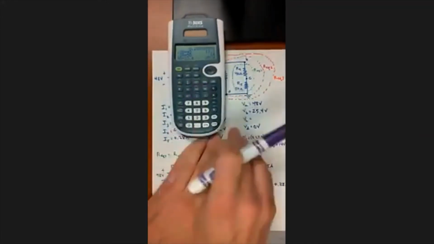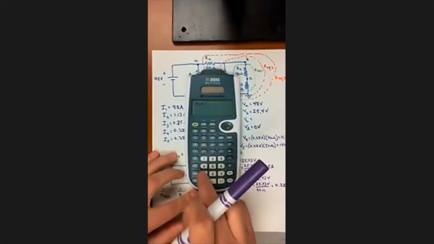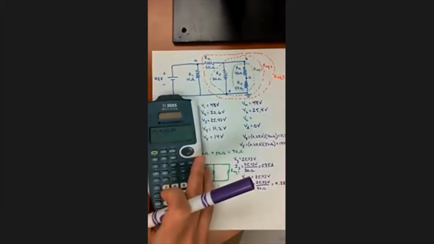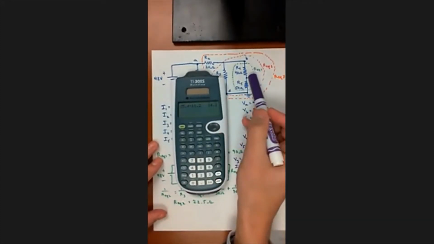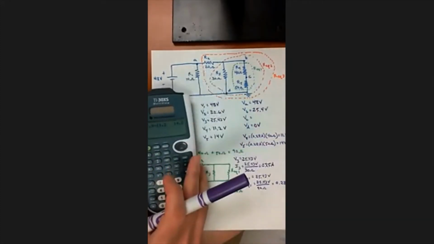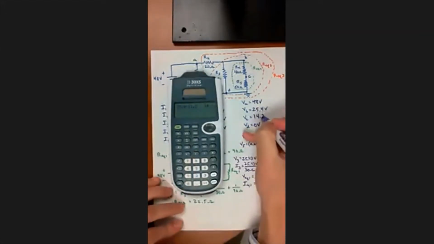So what is 25.4 minus 11.2? Were those the right numbers? Yes. So that tells me that the voltage at node C is 14.2 volts. So I'll write that down, and then we can check that.